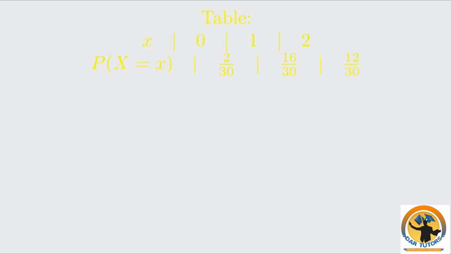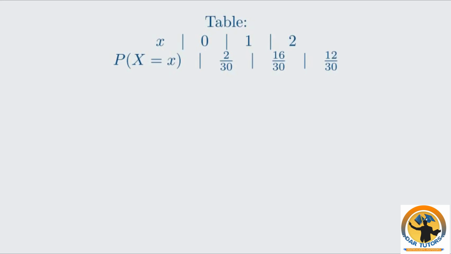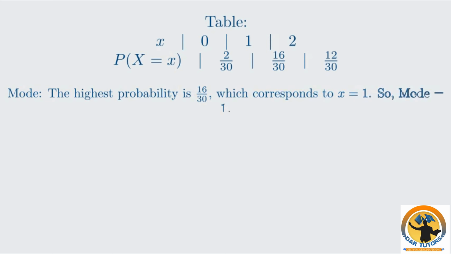To find the mode, we look for the highest probability. The probabilities are 2/30, 16/30, and 12/30. The highest probability is 16/30, which corresponds to x equals 1. So, the mode of this distribution is 1. The most likely number of red marbles we will select is 1.